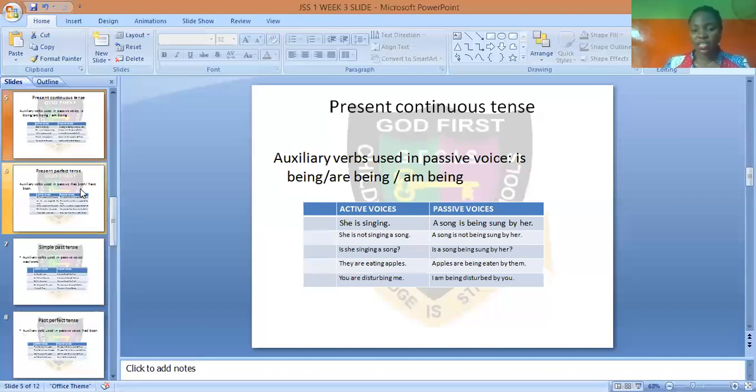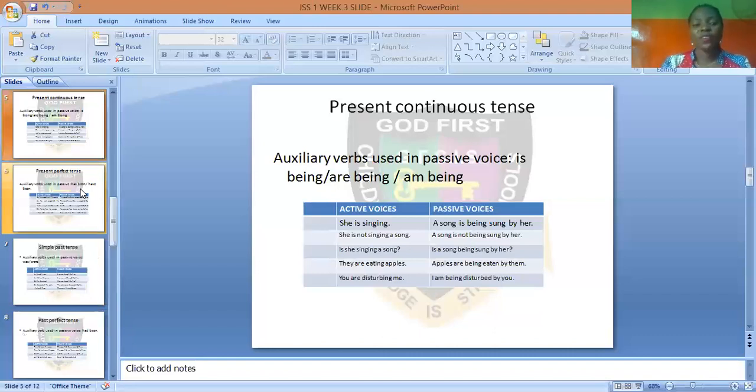She is not singing a song. A song is not being sung by her. Is she singing a song? Is the song being sung by her? They are eating apples. Apples are being eaten by them. You are disturbing me. I am being disturbed by you. Also, in these sentences in the passive voice, you will notice that the auxiliary verbs is being, are being, and am being are used in these examples.